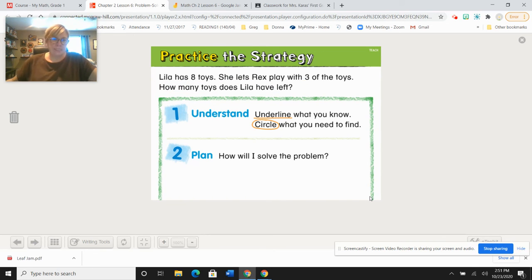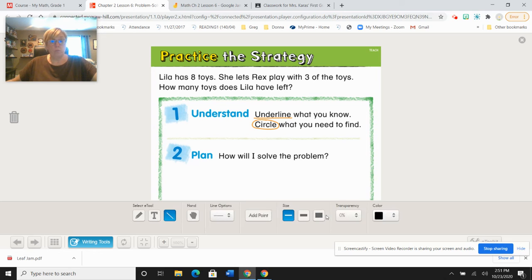All right, now we're practicing. Okay, so let's listen to this one. Lila has 8 toys. She lets Rex play with 3 of the toys. How many toys does Lila have left? Okay, so now they would like us to underline what we know. Let's see, what do we know? We know that Lila has 8 toys right here, and we also know that she let Rex play with 3 of them. That was nice of her, wasn't it?